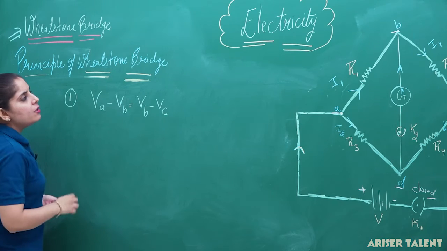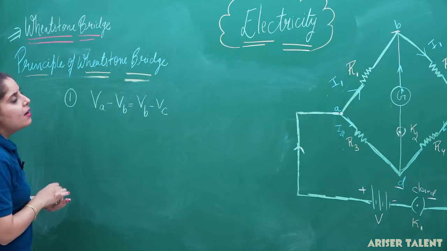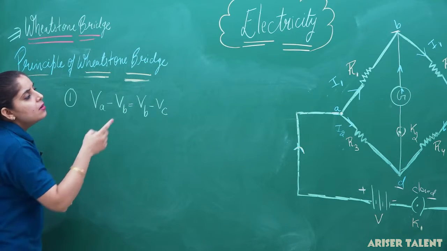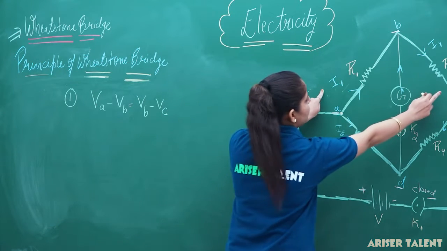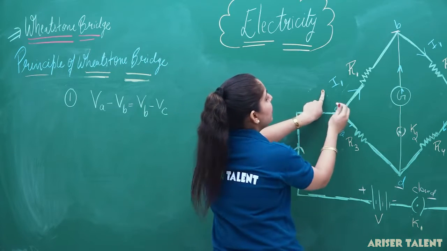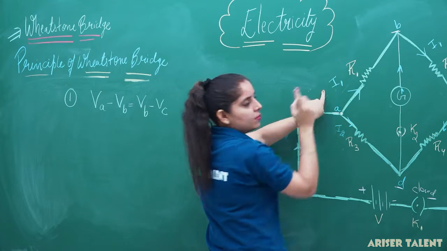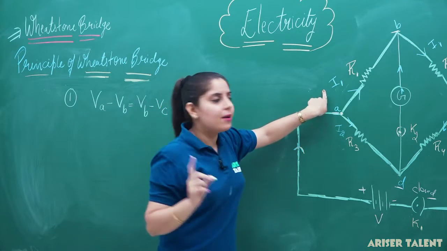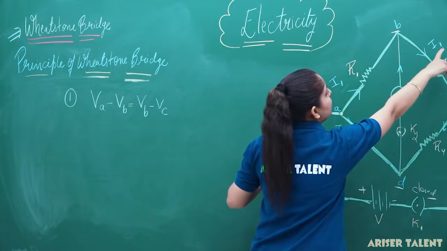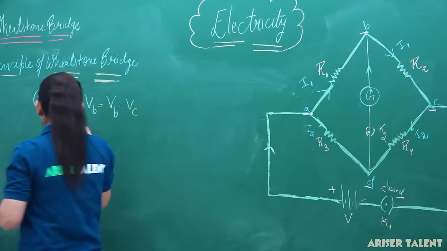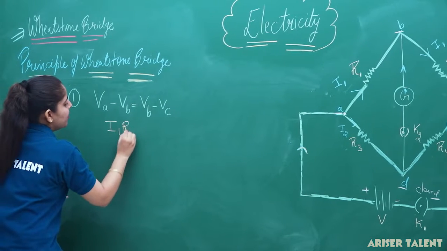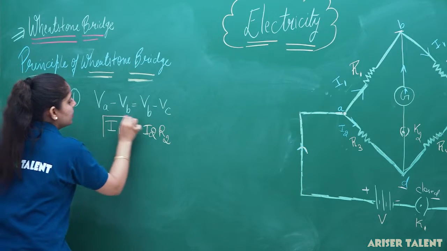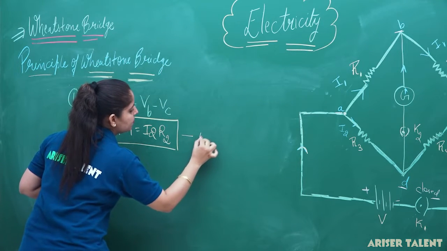Now, according to this condition, I can also write here I1 R1 is equal to I2 R2. You can see the adjacent arms of the bridge. These are the two adjacent arms of the bridge, and we can write here I1 R1, that is equal to the voltage, because from Ohm's law we have a general formula V equal to IR. I1 R1 will be equal to I2 R2. This is the first condition we are getting here.